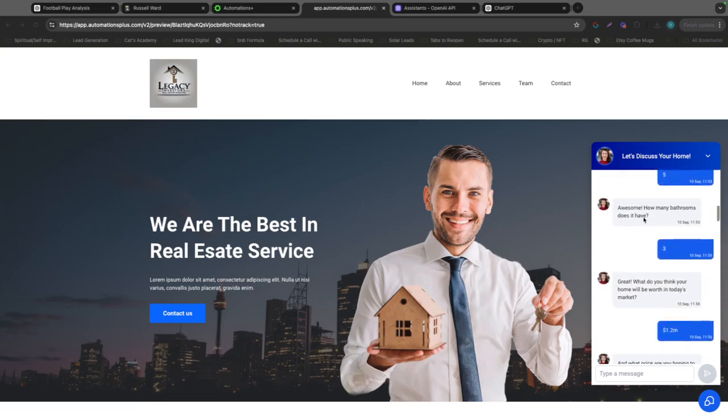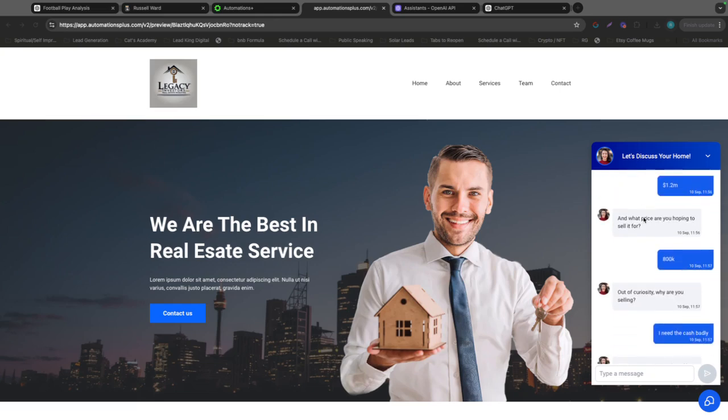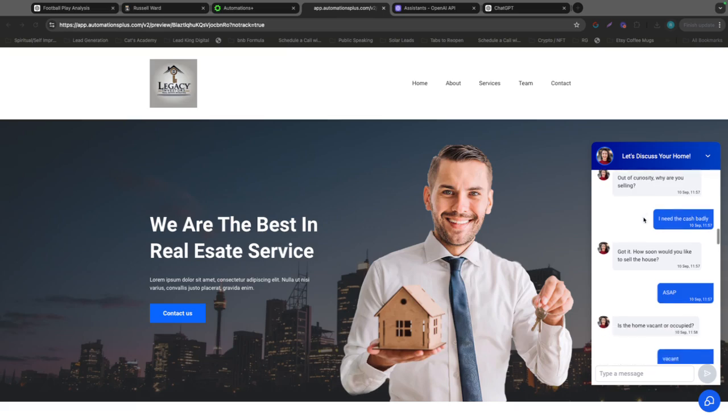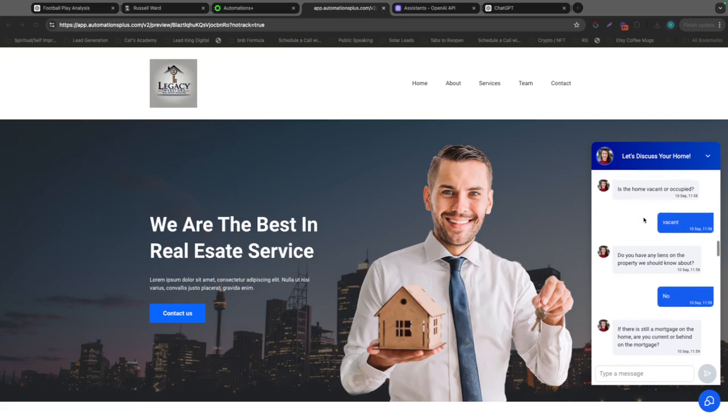How many bedrooms? How many bathrooms? What do you think it's worth? 1.2 million. How much are you hoping to get for it? 800K. Out of curiosity, why are you selling? I need cash badly. How soon would you like to sell your house? ASAP. Is the home vacant or occupied? Do you have any liens?